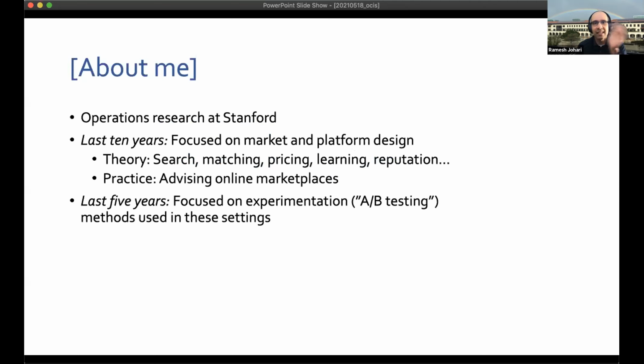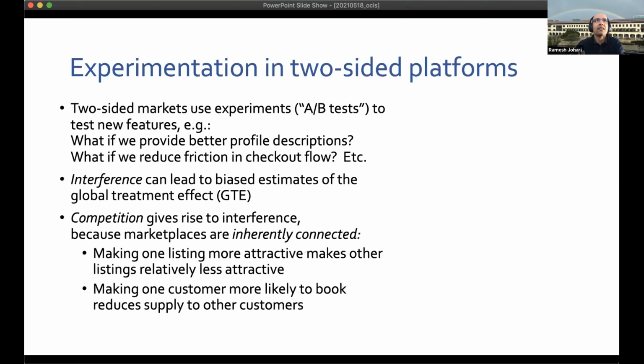In the last 5 years, what that's taken me into is a great deal of interest in understanding how these platforms and markets use A/B tests or experimentation to deploy new features. And that's sort of the motivation for the talk today. So when we think about experimentation in two-sided platforms, the mental model I want you to have is platforms like Airbnb for lodging, Upwork or TaskRabbit for labor, Uber or Lyft for ride sharing. They'll routinely use experiments to test virtually any new feature. Nothing really gets deployed without being tested.